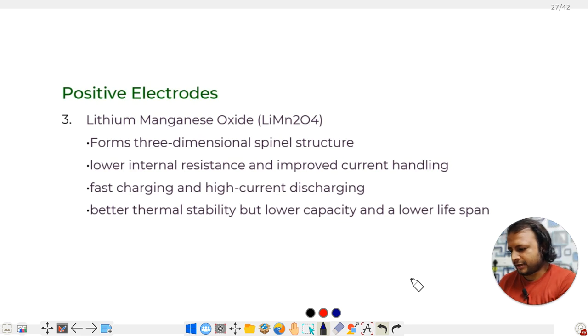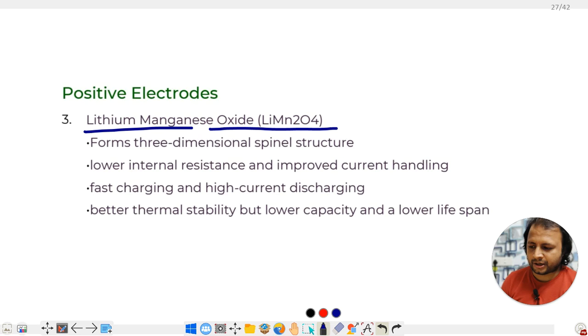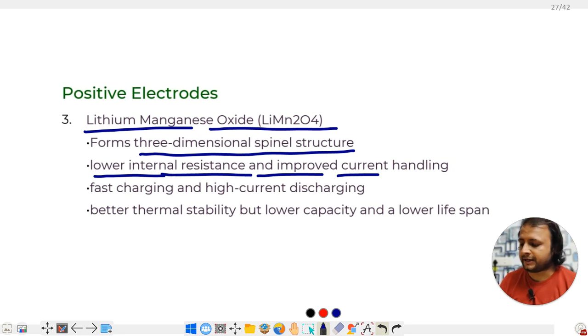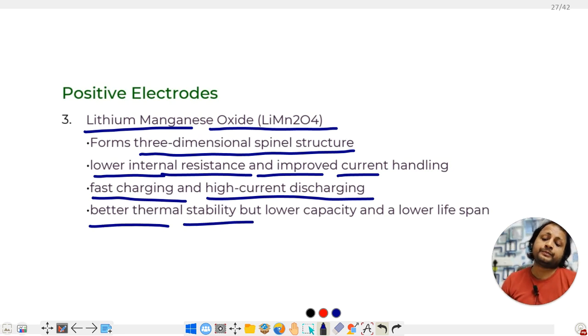And positive electrodes of lithium manganese oxide, LiMn2O4, this one forms a three-dimensional spinel structure, that is giving the advantage of lower internal resistance and improved current handling, fast charging and high current discharging. So fast charging is the advantage. We can get a बहुत कम समय में हमारी व्हीकल चार्ज हो जाएगी. एंड बेटर थर्मल स्टेबिलिटी बट लोअर कैपेसिटी एंड लोअर लाइफ स्पैन. तो करेंटली हम लोग इंजीनियर्स क्या देख रहे हैं कि भाई हमें चाहिए, वी आर लुकिंग फॉर द गुड लाइफ स्पैन बैटरी, वी आर लुकिंग फॉर द हाई चार्जिंग रेट ऑफ द बैटरी, वी आर लुकिंग फॉर द less discharge rate for the battery. So this is what we are looking for, and this is the availability in the market. So there is a lot more to do.